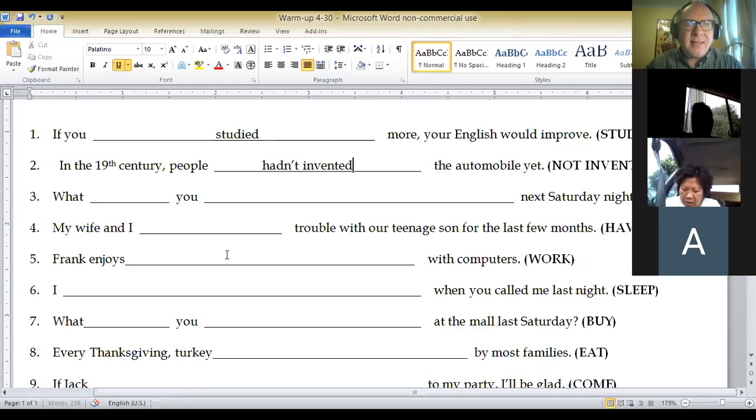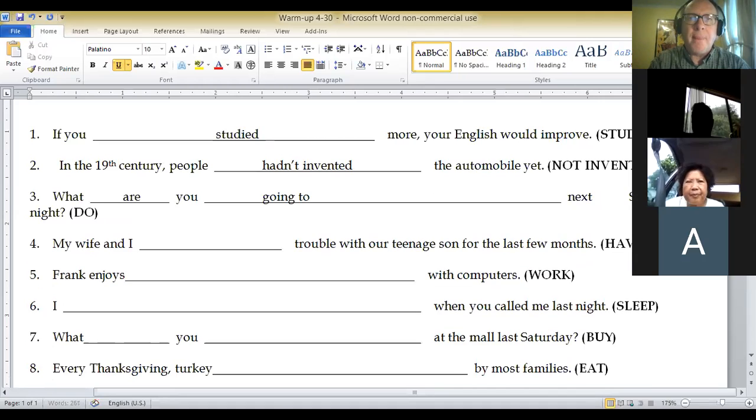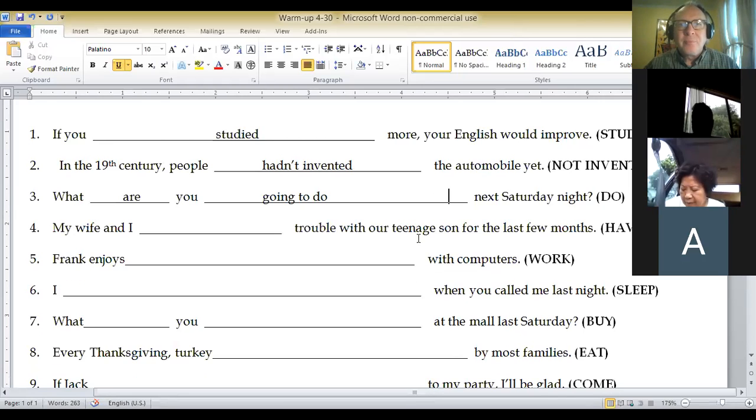All right, let's see. The next one looks like just a good old future question about next Saturday night. What can we say there? What will you do? What will you do or what are you going to do? Both would be fine. I'm going to write going to here. What are you going to do next Saturday night? Question about your plans.